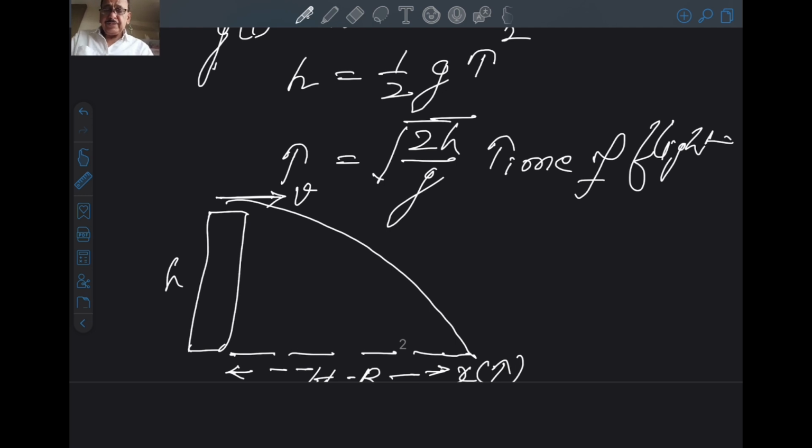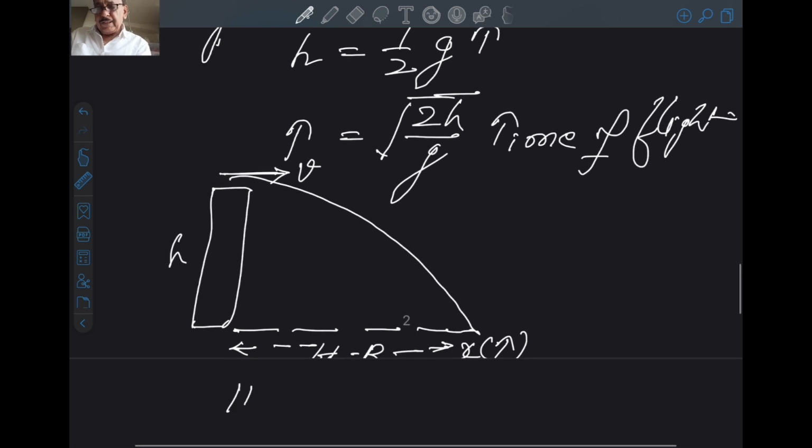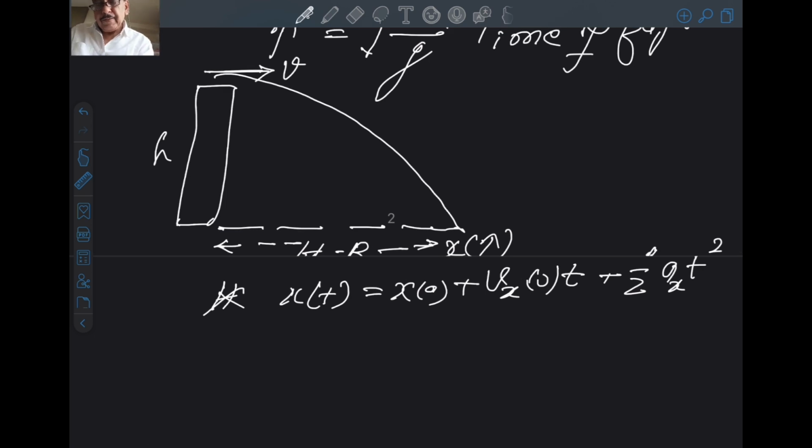Now we put this value in the equation, and that equation becomes the same thing, we can cut it. So x_t becomes x_0 plus v_x0 t plus half a_x t square. Now we put the value here. That becomes the horizontal range. You can write R also.